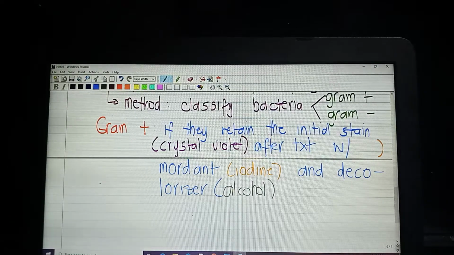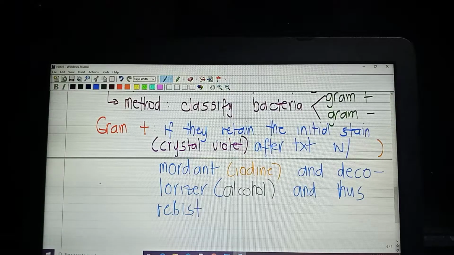And if they retain the initial stain, crystal violet, after treatment with mordant and alcohol, thus they resist staining with the counter stain. What is our counter stain? Your safranin. And thus they resist staining with the counter stain.